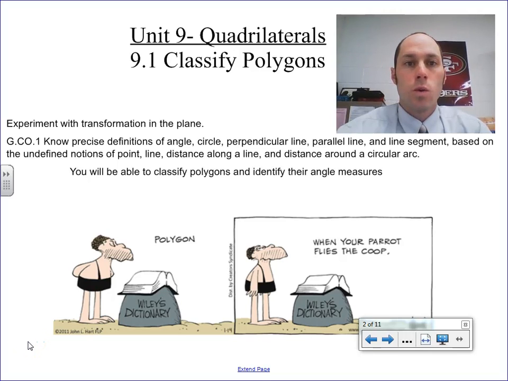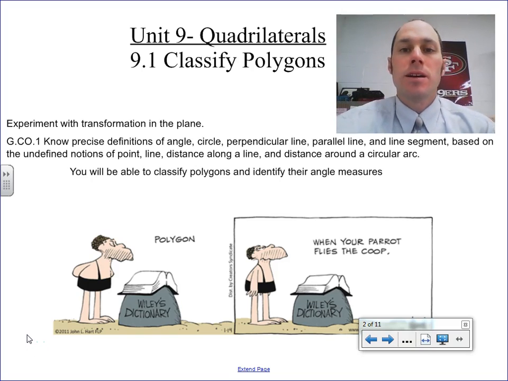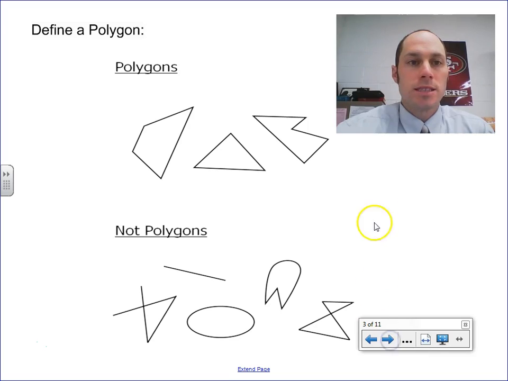Let's begin our unit on quadrilaterals. We're going to begin today by talking about how to classify polygons, and we'll talk about what makes a polygon. We'll give a definition of that so that we can classify them, and we'll also learn to identify them by their angle measures. So let's get started by, first of all, looking at polygons and figures that are not polygons.